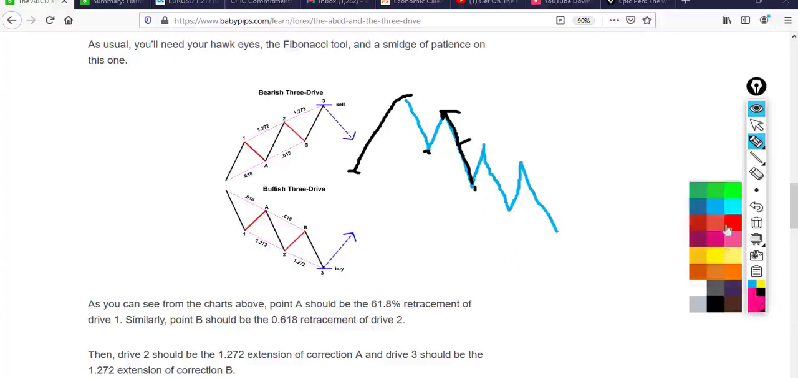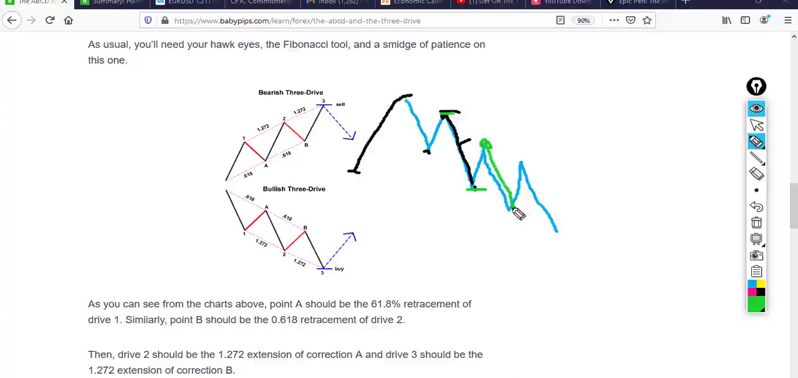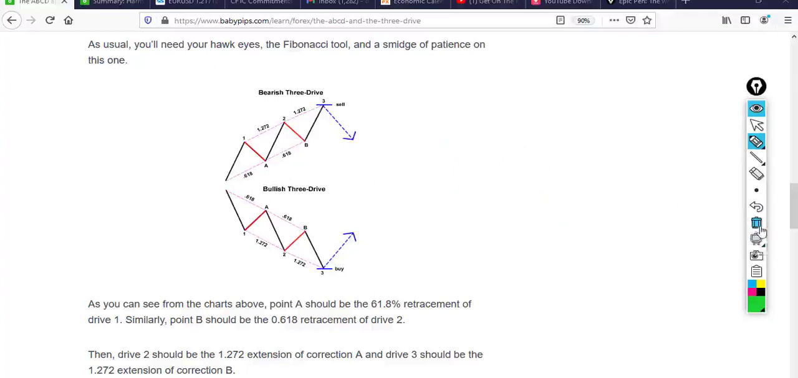Draw your Fibonacci from this low to this high. It will give you this retracement. To get this extension again, draw your Fibonacci from this high to this low. It will give you just like that, back and forth, back and forth. I am taking my time to explain it so that you really understand.